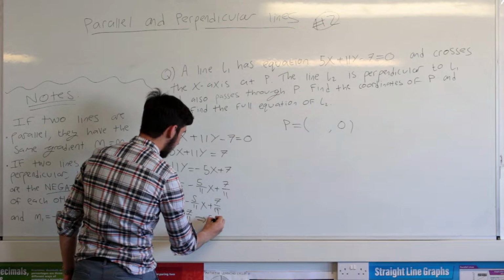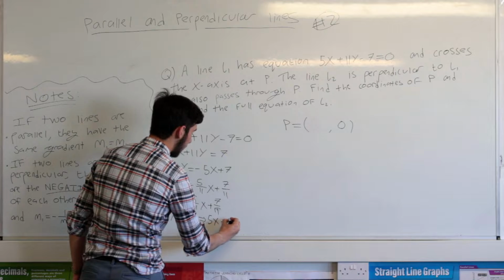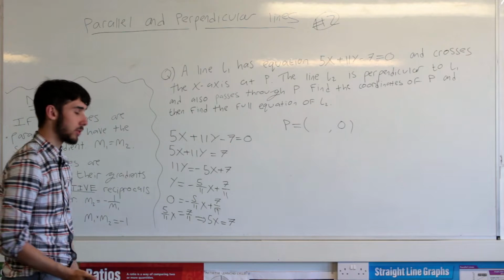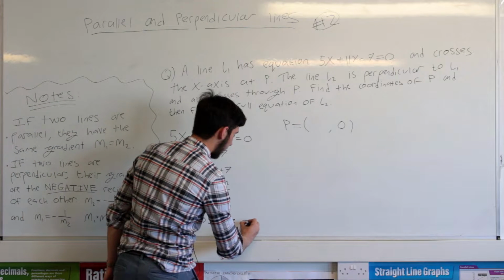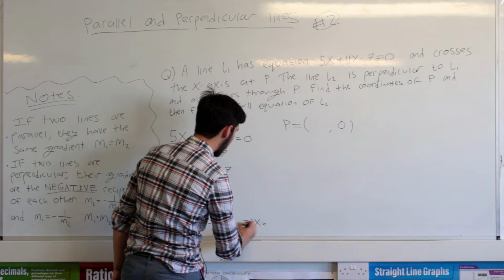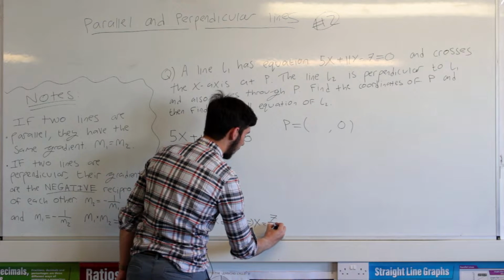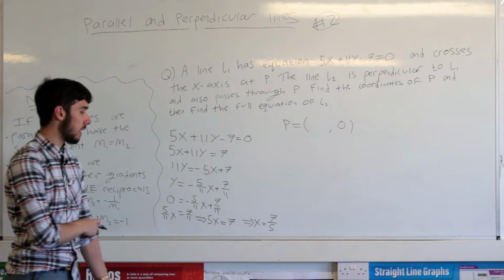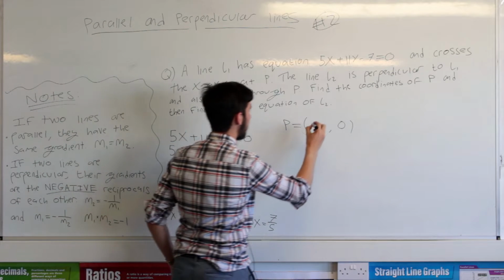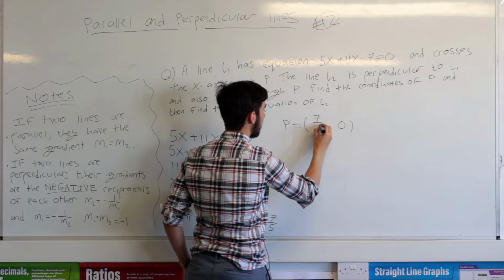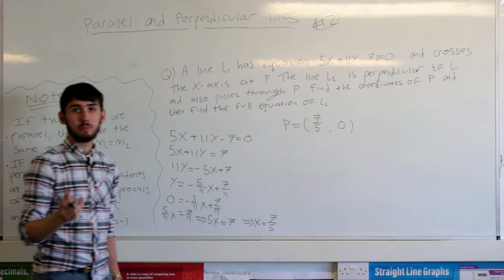We get 5x equals 7. And then let's divide both sides by 5. X equals 7 over 5, 7 divided by 5. Therefore, the point P is at (7/5, 0). Boom, that's 1 mark.